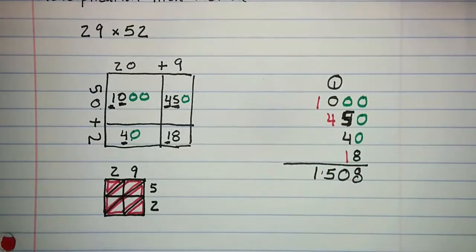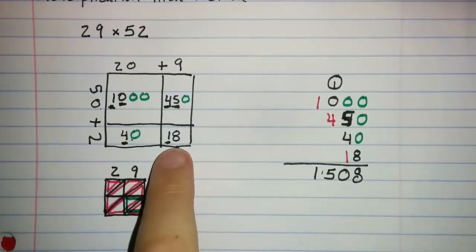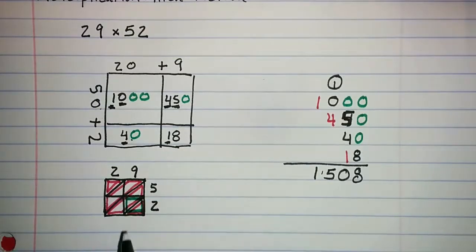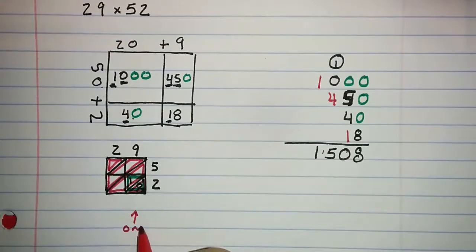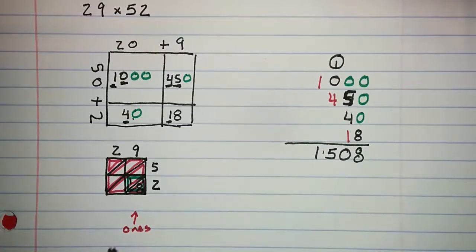What am I going to do? In this little square, I'm going to write the result of 9 times 2, which, as we saw earlier, was 18. So this diagonal gives me my ones place. That's where the 8 is written. This diagonal over here will give me my tens place.